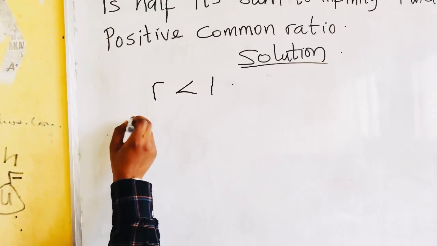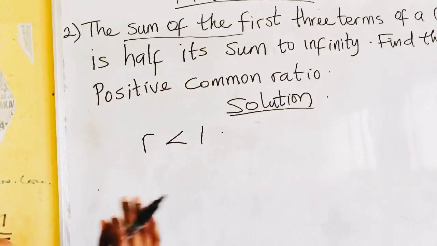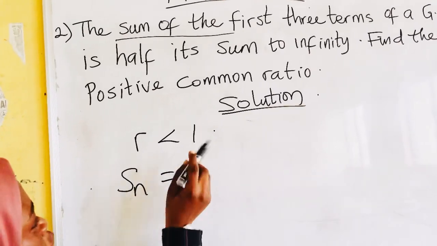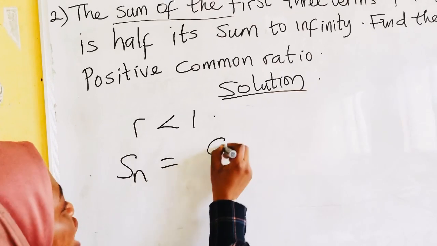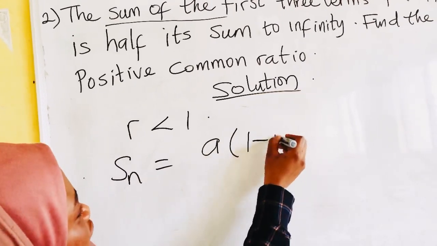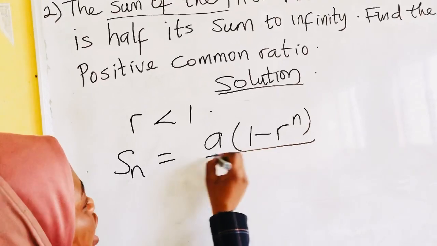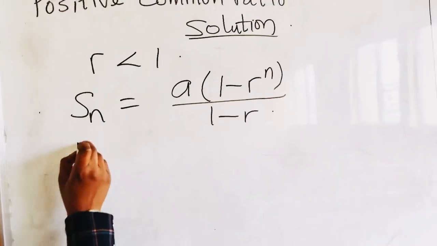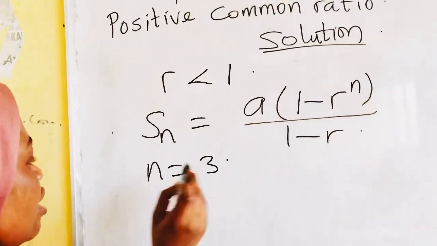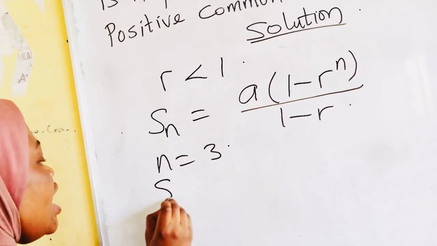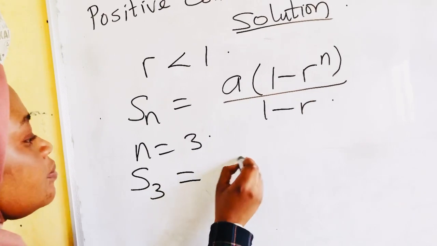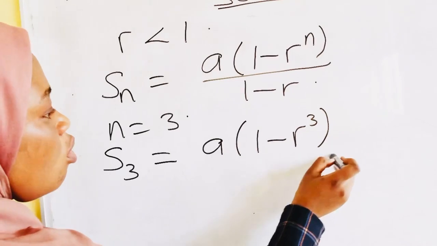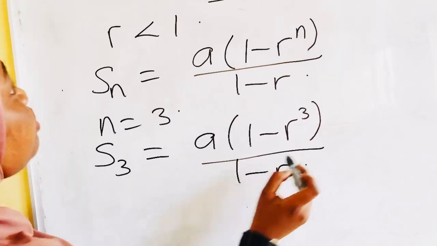So here, the sum of the first n terms of a GP, when r is less than 1, Sn is equal to a into bracket 1 minus r raised to the power n over 1 minus r. And here it is 3, so n is equal to 3. Anywhere we see n, we put 3. So S3 will now be equal to a into bracket 1 minus r cubed over 1 minus r.